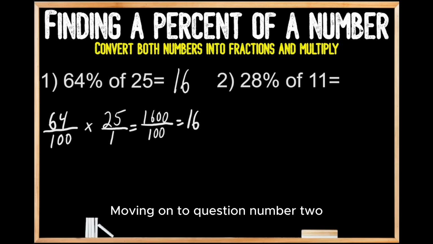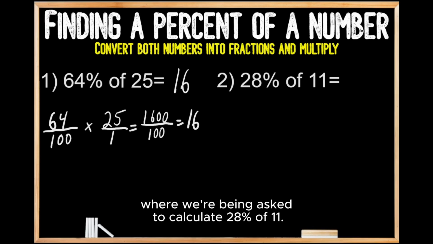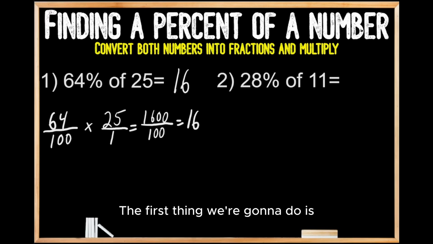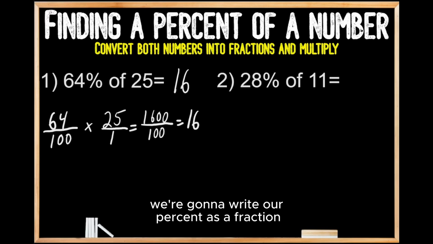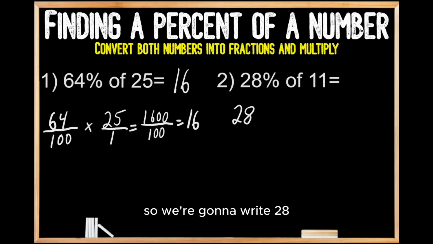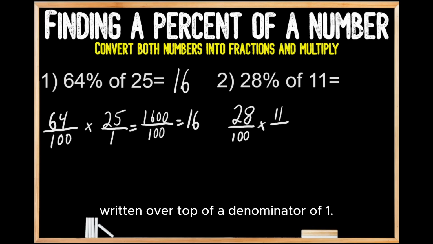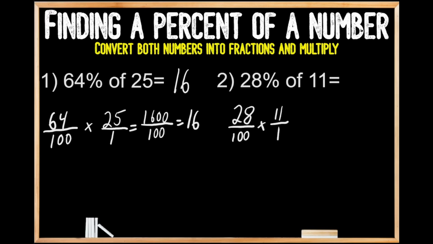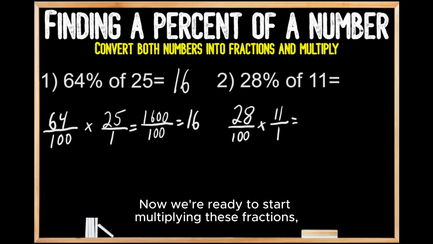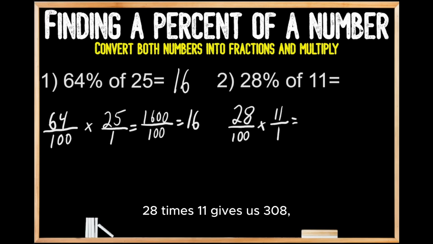Moving on to question number 2, where we're being asked to calculate 28% of 11. The first thing we're going to do is write our percent as a fraction. So we're going to write 28 written over top of 100. And now we're going to convert our whole number into a fraction. So our numerator is going to have the value of our whole number written over top of a denominator of 1. Now we're ready to start multiplying these fractions. So for our numerator, 28 times 11 gives us 308. And then for the denominator, 100 times 1 gives us 100.